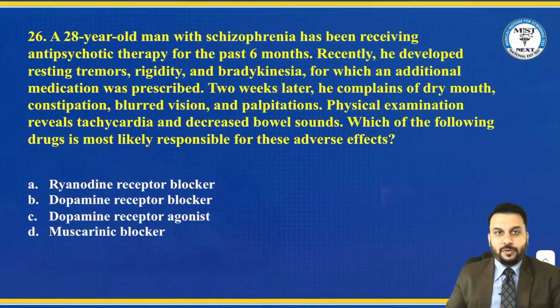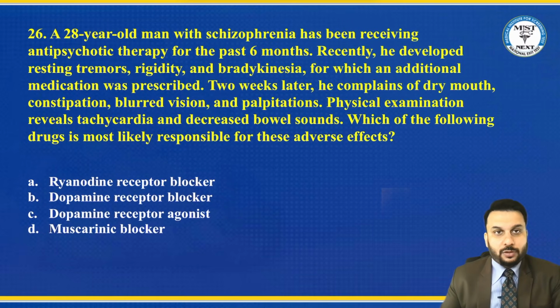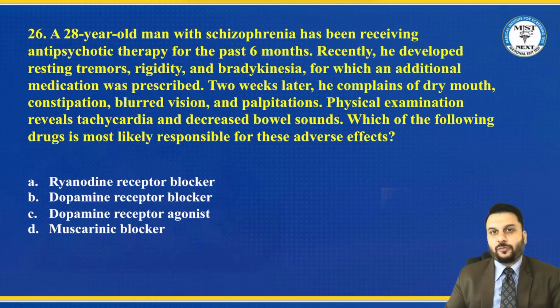Although we said 25, let's have a bonus question. A 28-year-old man with schizophrenia has been receiving antipsychotic therapy for the last 6 months. Recently, he developed resting tremors, rigidity, and bradykinesia, for which an additional medication was prescribed. 2 weeks later, he complains of dry mouth, constipation, blurred vision, and palpitation. Physical exam reveals tachycardia and decreased bowel sounds. Which of the following is most likely responsible for these adverse effects?